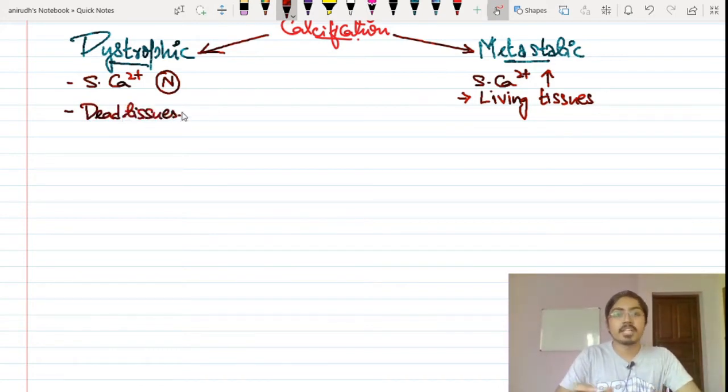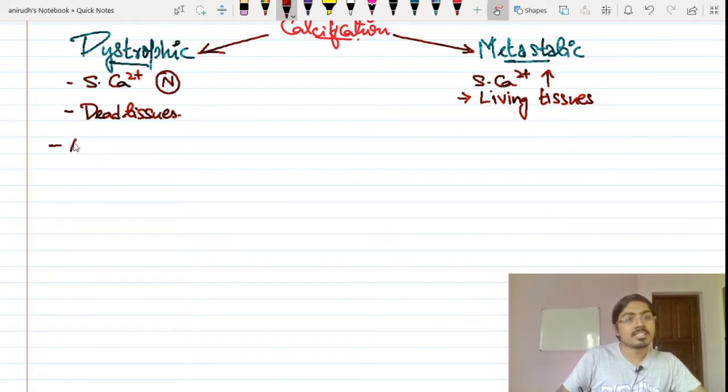Particularly where some necrosis is happening, and all over that kind of area, calcium has an increased propensity to actually deposit. So this is the basic definition and basic difference of dystrophic and metastatic calcification. Let's talk about certain examples over here.